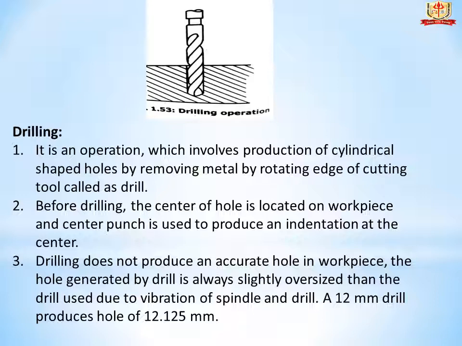Third, drilling does not produce an accurate hole in a workpiece. The hole generated by drill is always slightly oversized than the drill used due to vibration of spindle and drill. A 12 mm drill produces hole of 12.125 mm.